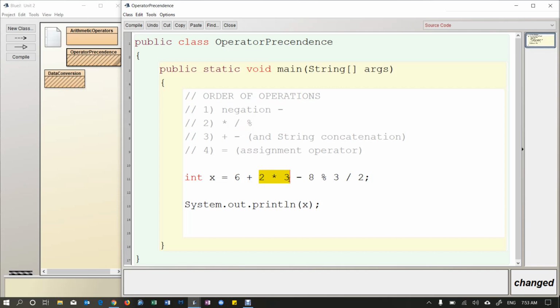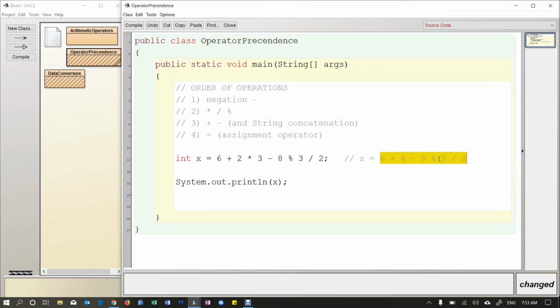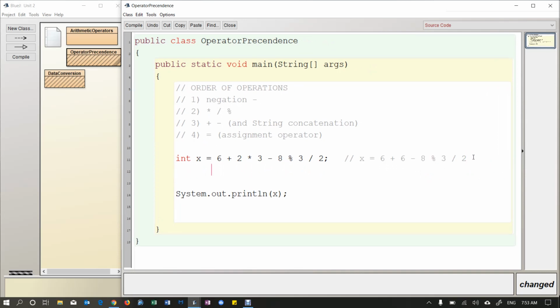So we're going to do that first, which is 6. So if I just do some rough work over here, x is going to be 6 plus 6 minus 8 mod 3 divided by 2. And then what happens next? Well, we're going to do modulus next. So I'll just carry down my rough work here. So x is going to be 6 plus 6 minus.